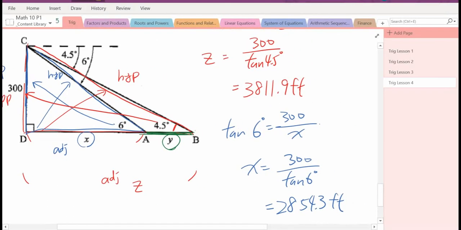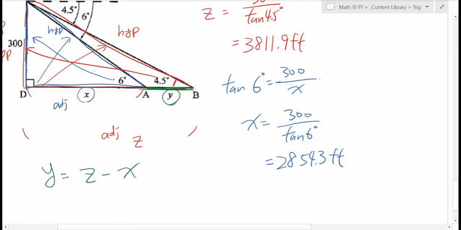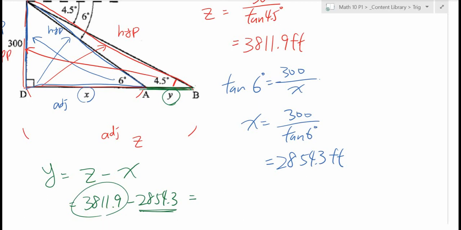Okay, and therefore finally for the green, again, like I said earlier, green is simply, so y is simply going to be z minus x, right? It's just the entire length, entire base minus part of the base, right? And that will give you the rest. So that is going to be 3,811.9 minus 2,854.3. Now, obviously, we can keep this value from your calculator, but this we can't because that was from the previous step. So there will be some rounding errors here. That's okay. I mean, we did what we can.